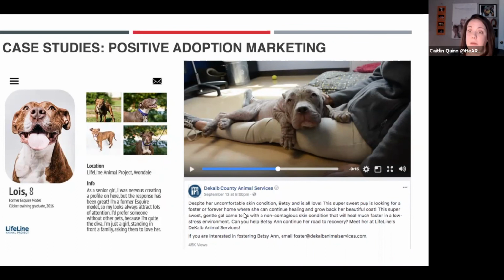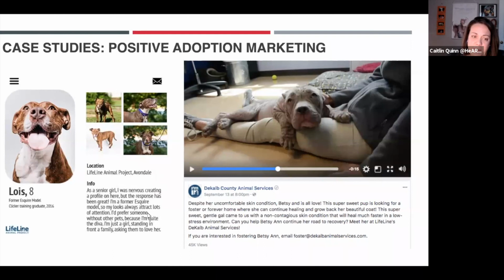Instead, they describe mange, right? So that's what's going to come down to a lot of our language switches, is instead of saying the word, you're going to describe the word. So it's a non-contagious skin condition that will heal much faster in a low-stress environment like your home.